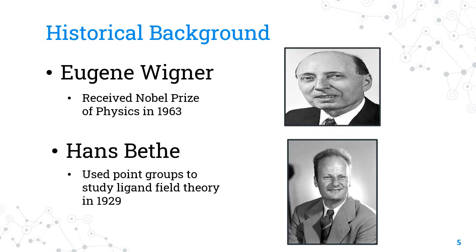I want to take a brief moment and explain the historical background and how it relates to molecular symmetry. The first scientist I would like to mention is Eugene Wigner. Wigner used group theory to explain rules for atomic spectroscopy. He received a Nobel Prize for physics in 1963 for his fundamental symmetry principles.